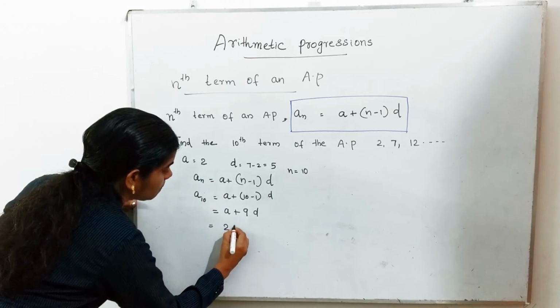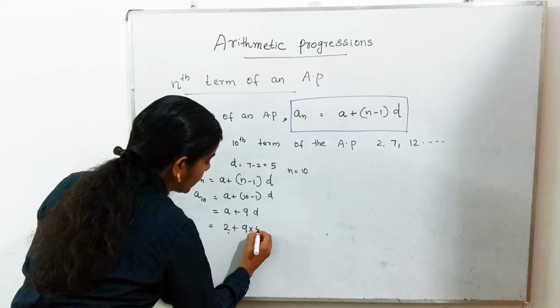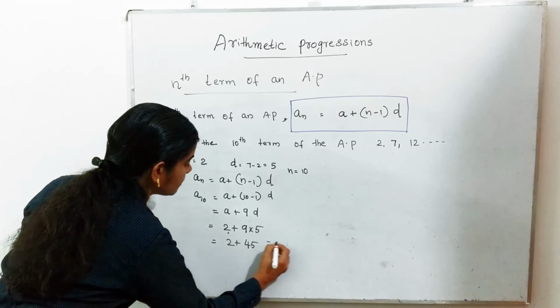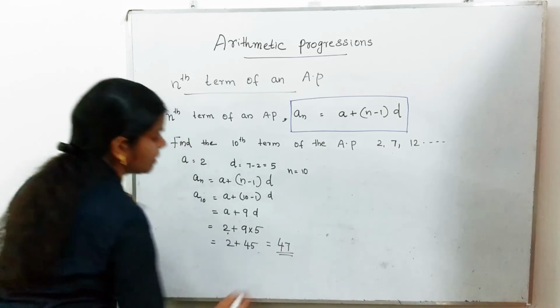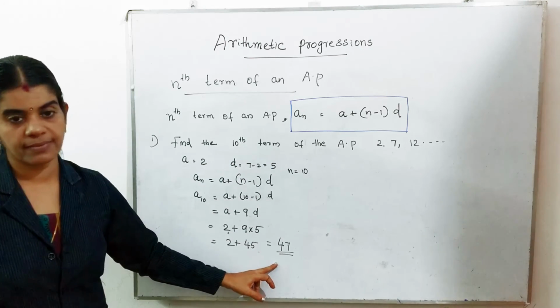Then substitute the values. A is equal to 2, 2 plus, D is equal to 5, 9 into 5. That is 2 plus 45, that is equal to 47. Therefore, the 10th term of the AP is equal to 47.